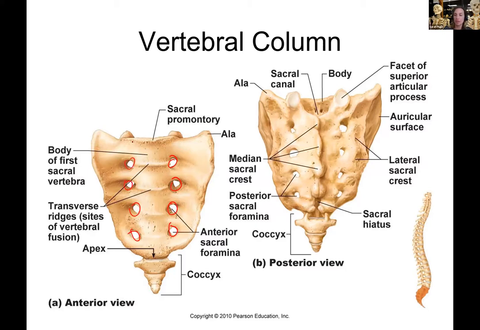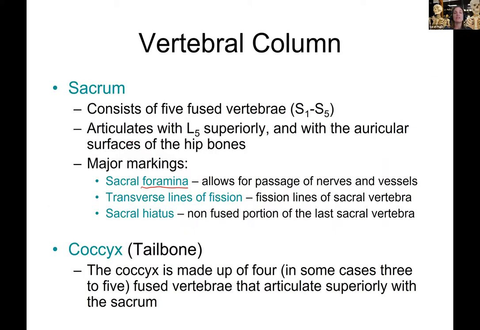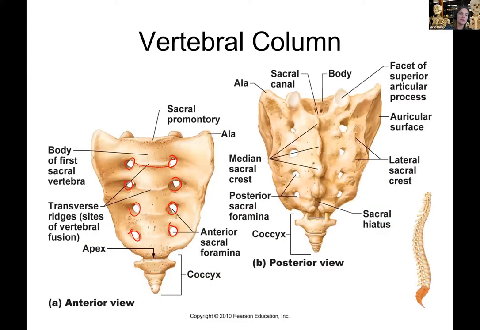They are a passageway. The transverse lines of fusion, these are basically where the vertebrae have fused together. Again, your sacrum is about 5 vertebrae that have fused together. And so we can see those right here. So where all those bodies of the vertebrae have fused together.